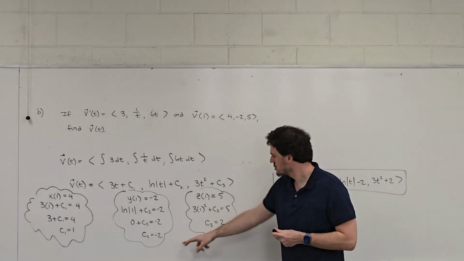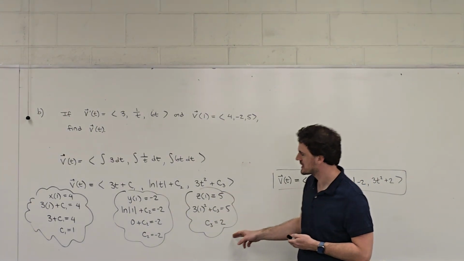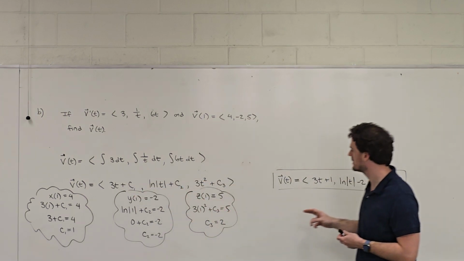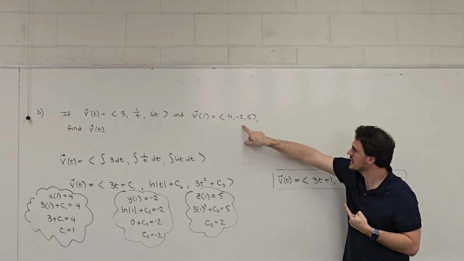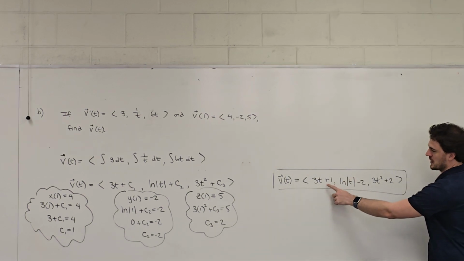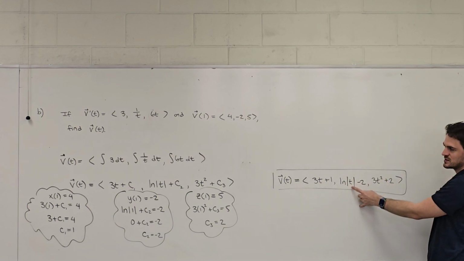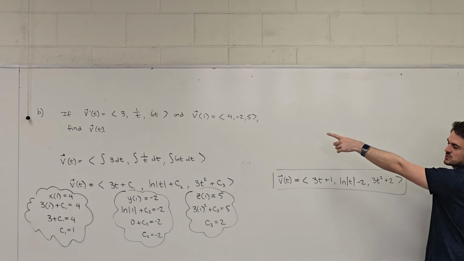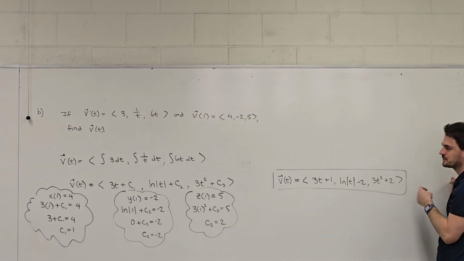So I found C2, I found C3. Don't forget, that last thing we need to do is now just go ahead and plug them back in. So this is my original vector valued function. It needs to be true that when I plug 1 in for t, I need to get the vector 4, -2, 5. If I plug in 1, that's 4, check. If I plug in 1, ln 1 is 0, -2 is -2, check. And 3 times 1 squared plus 2 is 5, so that looks good.